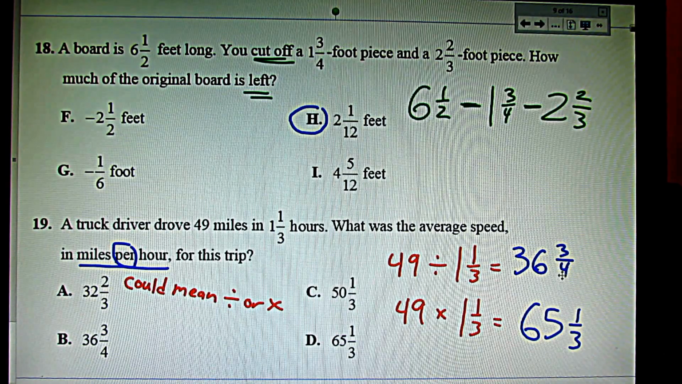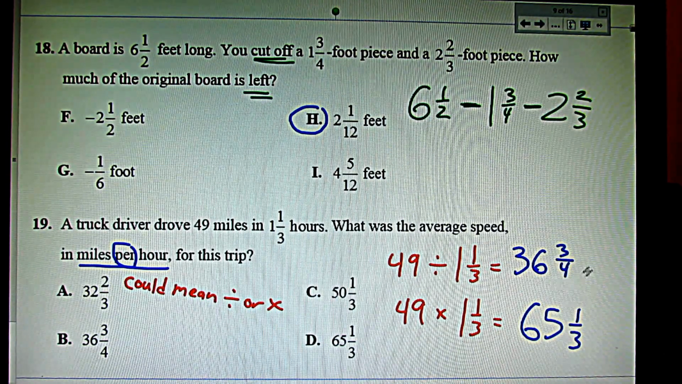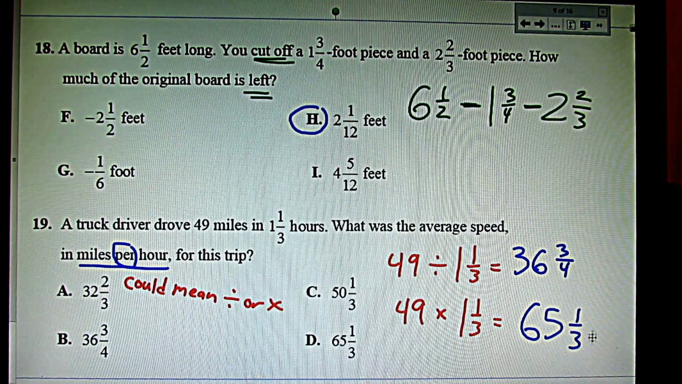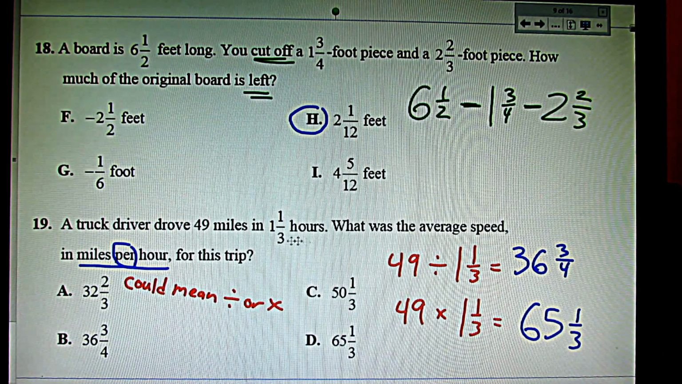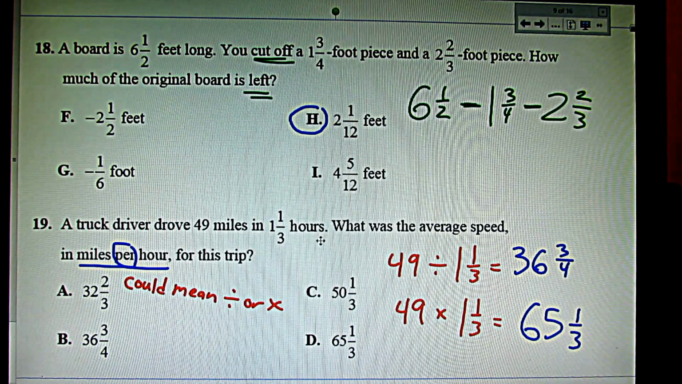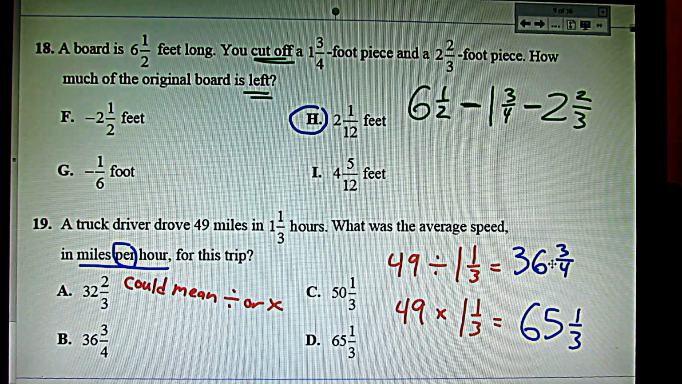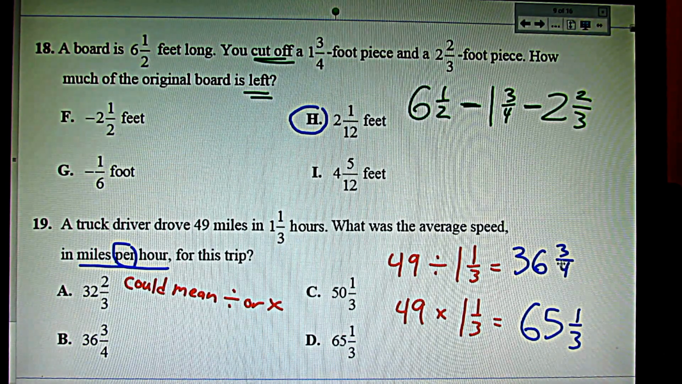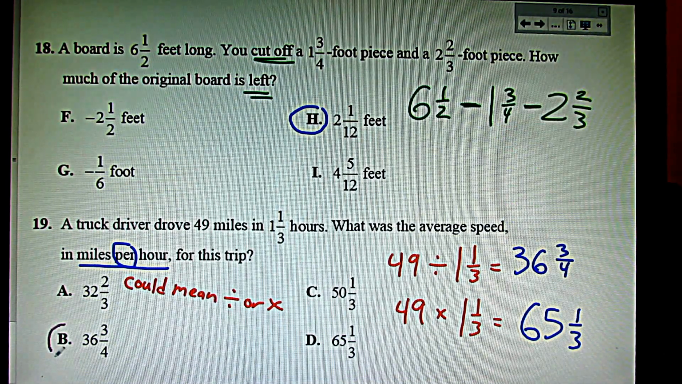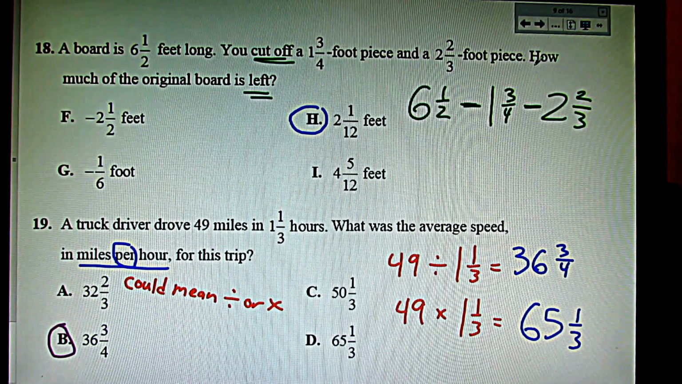Again, these answers represent miles per hour. So in 1 hour, this says that I would drive about 36 miles. This answer says in 1 hour, I would drive 65 miles. Well, look at this. If I go back to the problem, I drove 49 miles in 1 1/3 hours. There's no way I could have driven 65 miles in just 1 hour. So the correct answer is going to have to be the one where I divided. So the correct answer is going to be choice B, 36 3/4, because dividing makes the most sense.